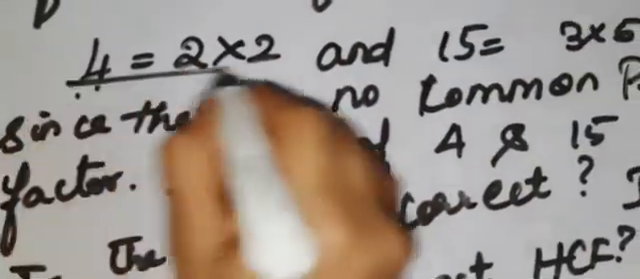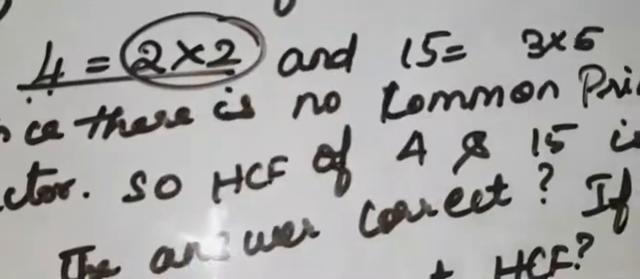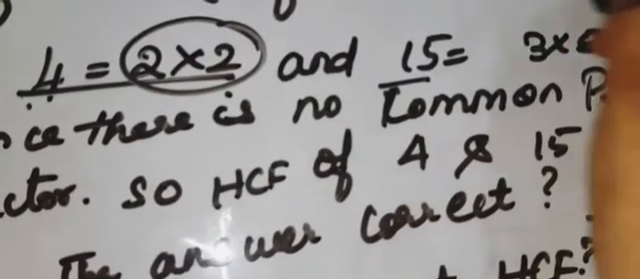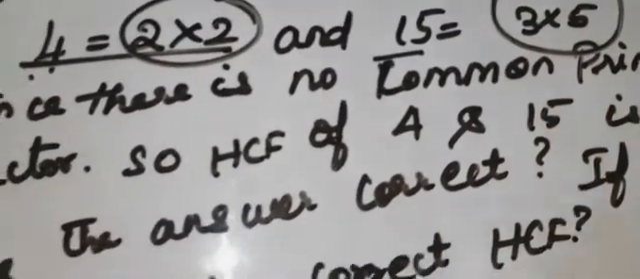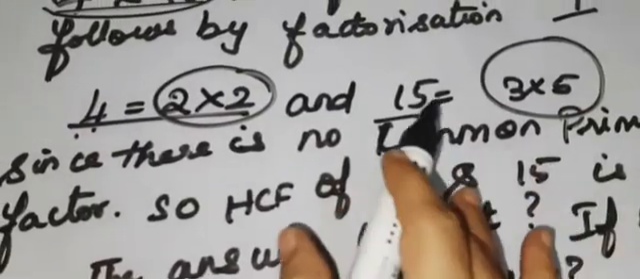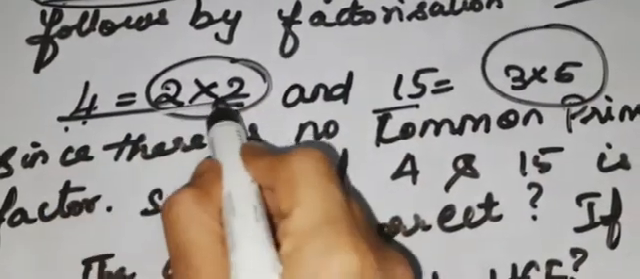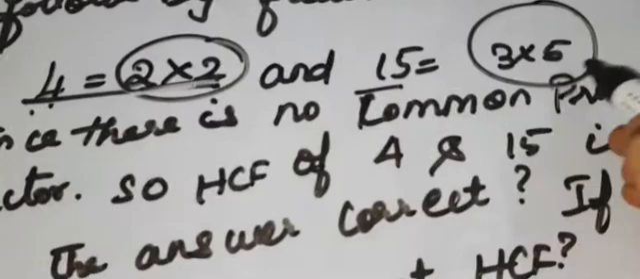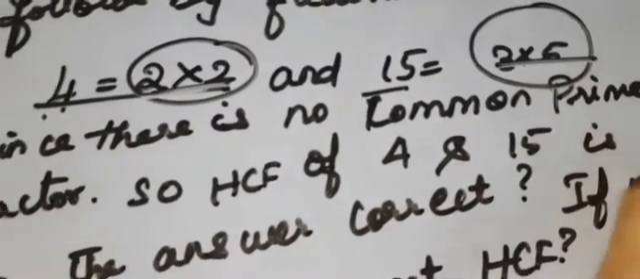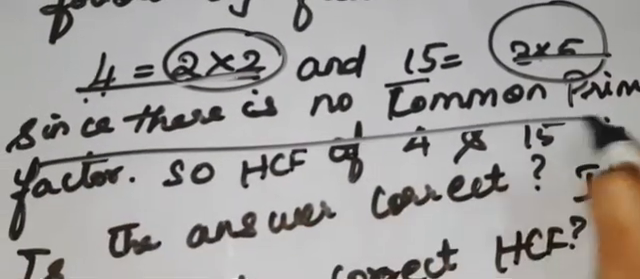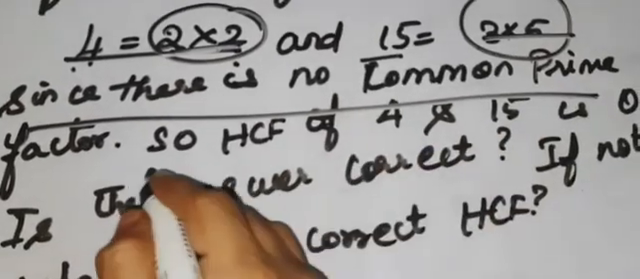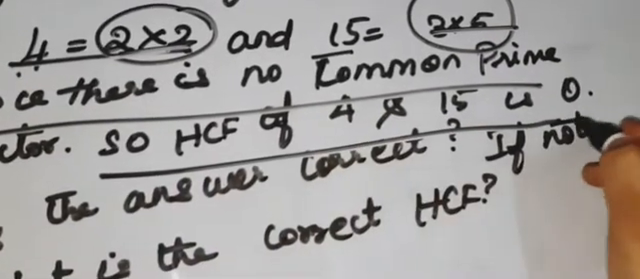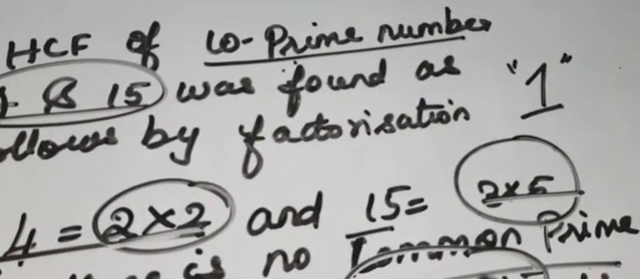See here how they have factorized: 4 equals 2 times 2, and 15 is 3 times 5. So here they have given the factorization as 2 into 2 for 4 and 3 into 5 for 15. Since there is no common prime factor, the HCF of 4 and 15 is 0. 4 and 15 are co-prime numbers.